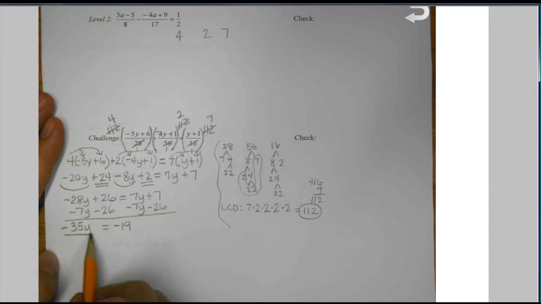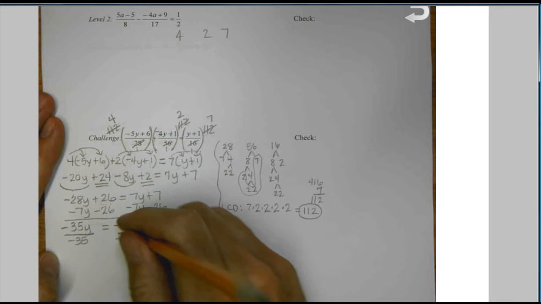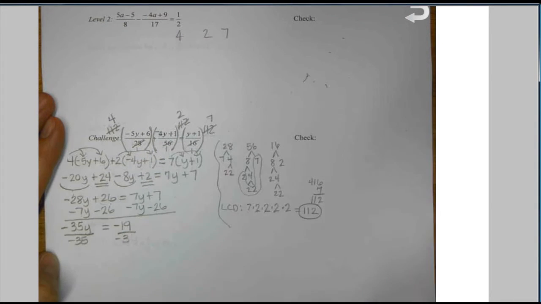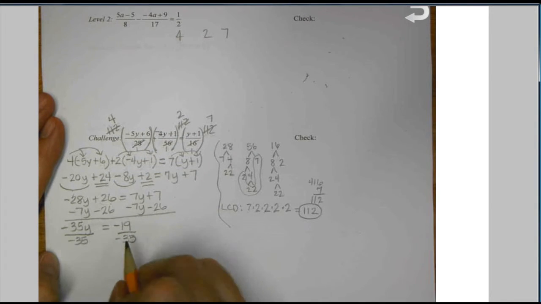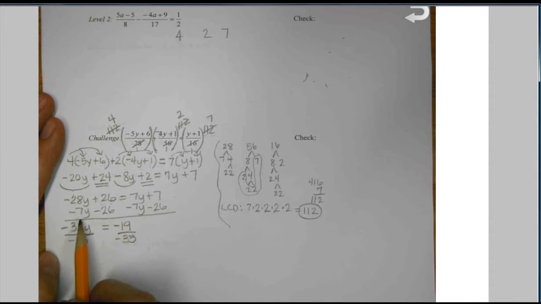Then I divide both sides by negative 35, so I can get the y by itself. And these reduce, of course, and I have y equals 19 over 35. And that is my most reduced answer because 19 is a prime, and I know it won't go into 35, so there's no reducing that I can do at this point.